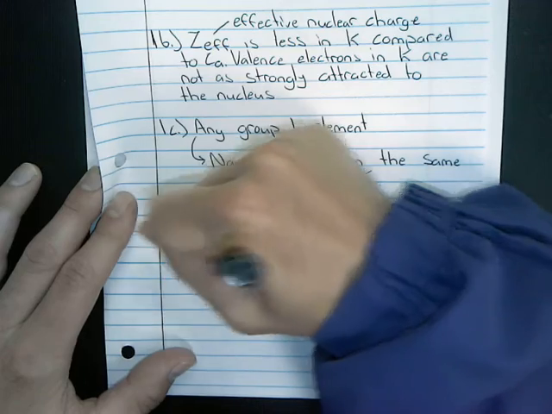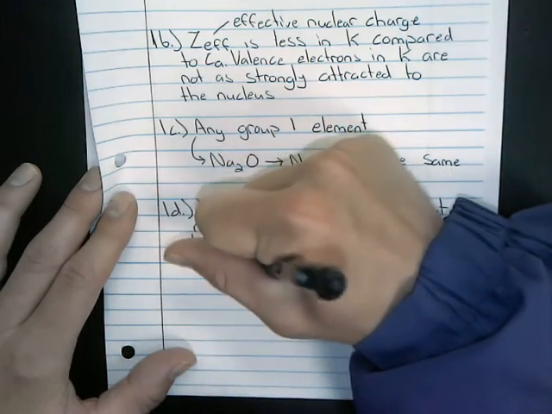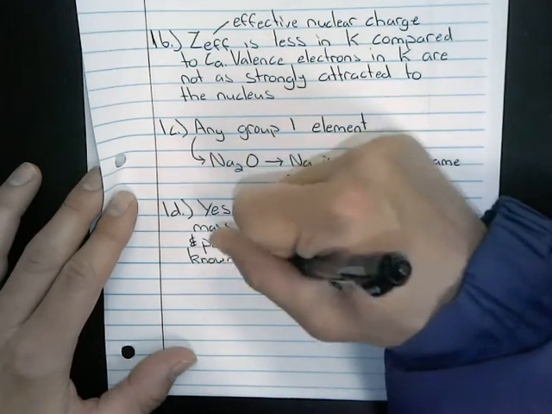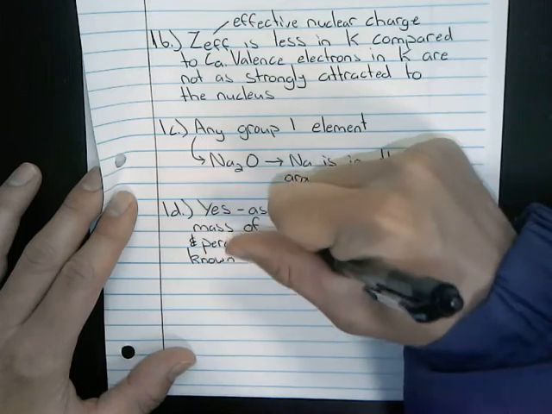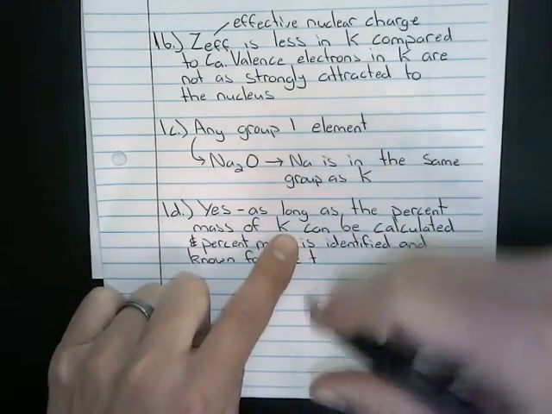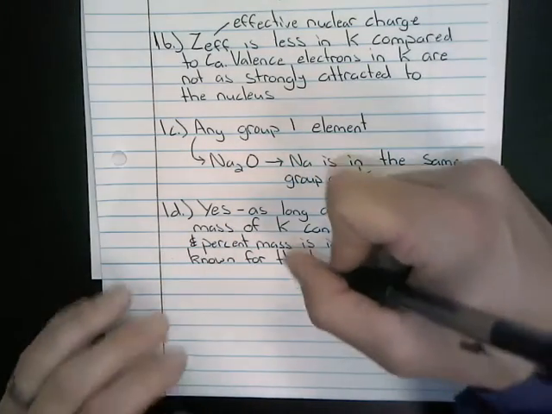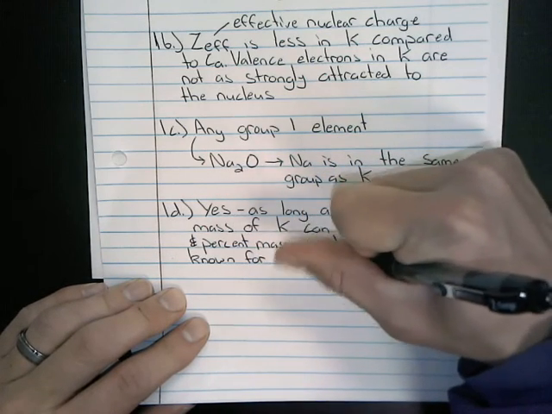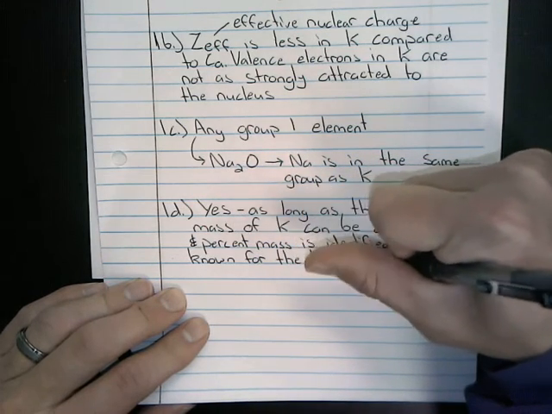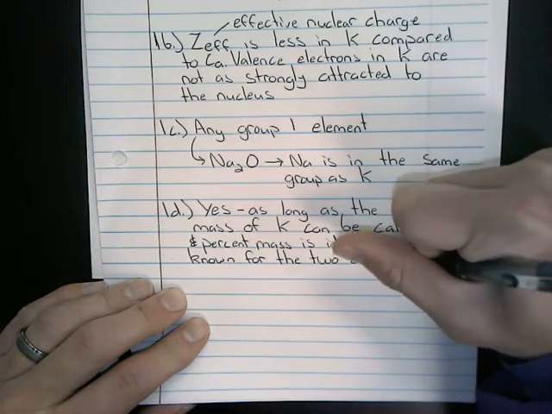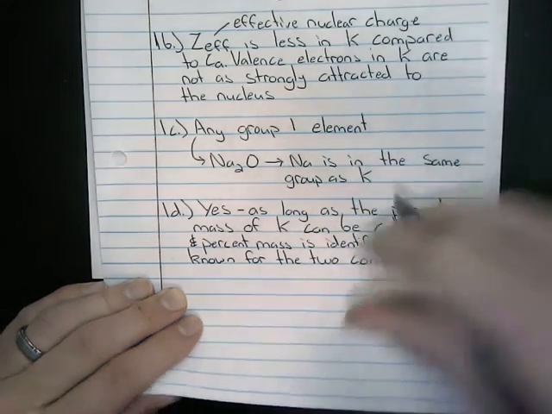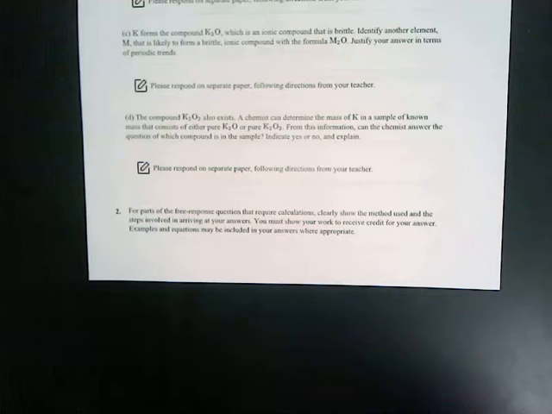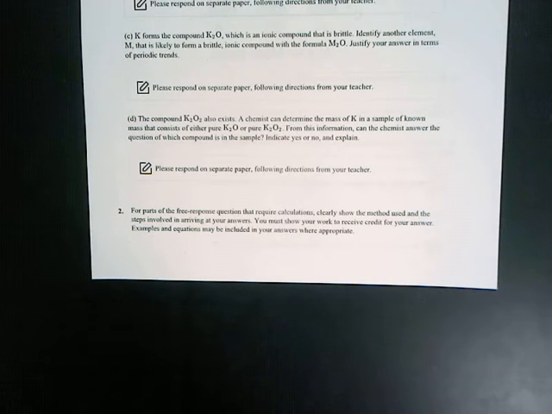So we have to know the percent composition of both compounds, and we have to know the percent mass of K from whatever sample that we're working with. All right, so that is the completion of part 1 of this question.